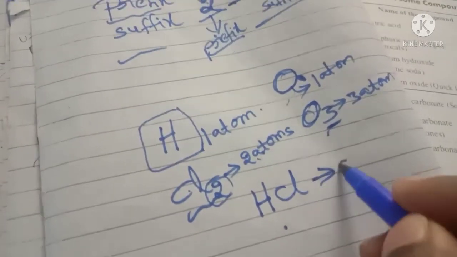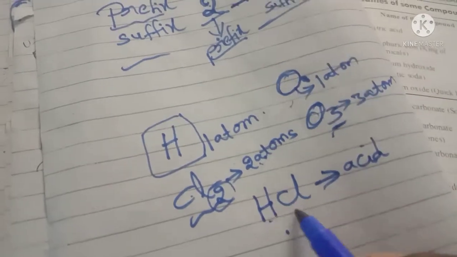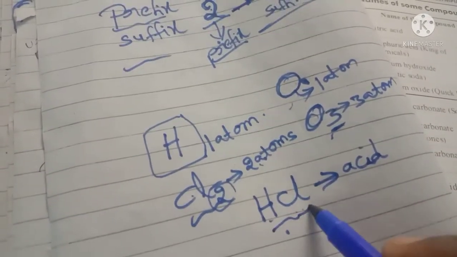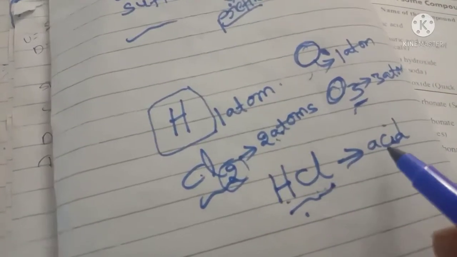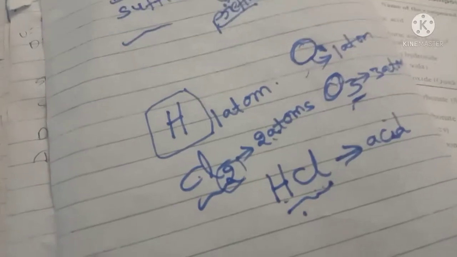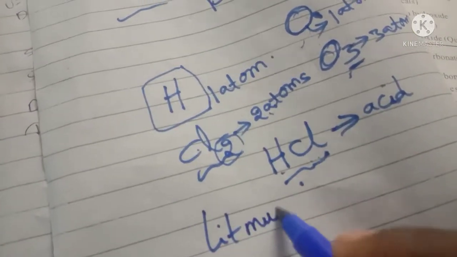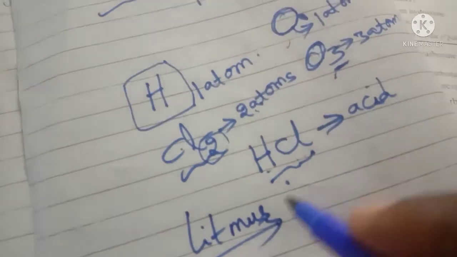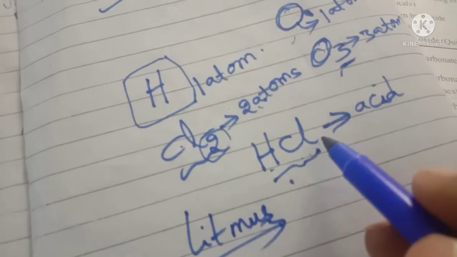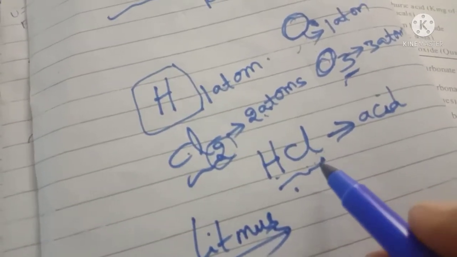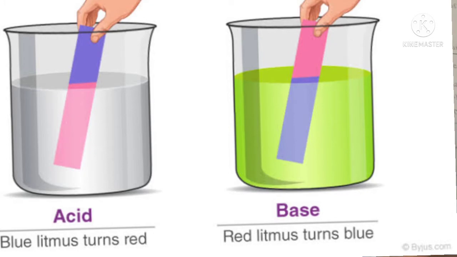It is an acid. Now this combination is in acidic nature. So how will you know whether I gave you an acid or a base? Based on the litmus test. You need to test the combination whether it is acid or base using litmus paper.